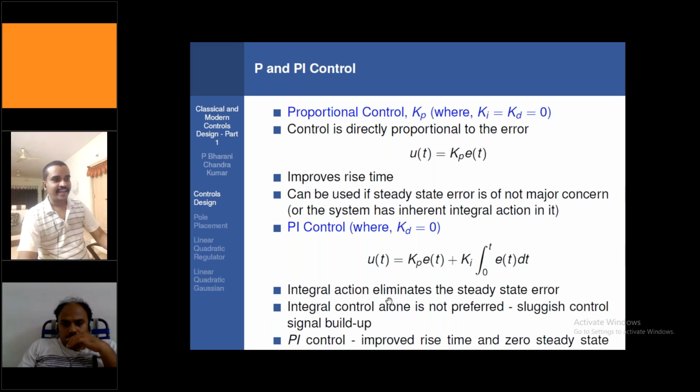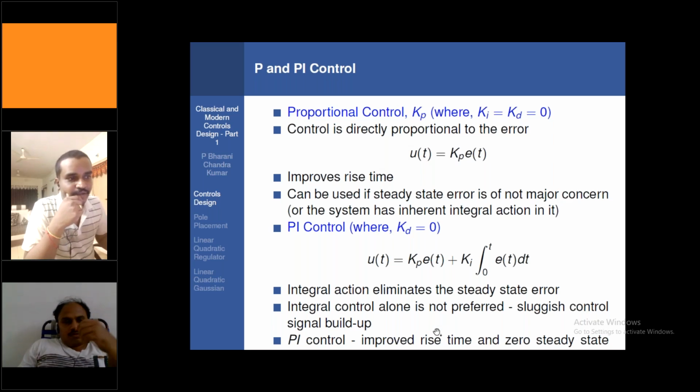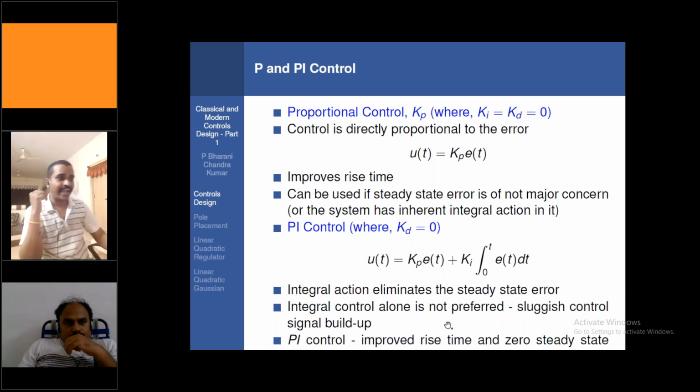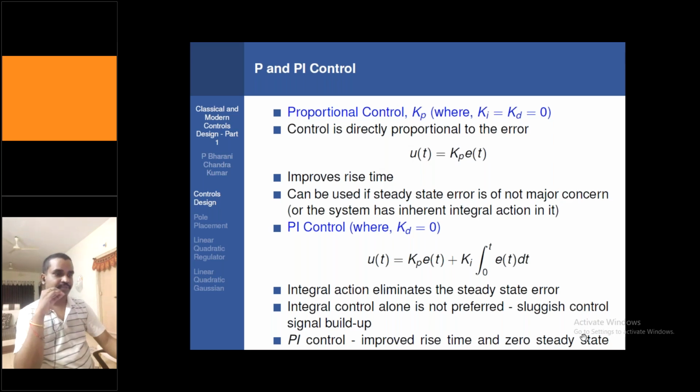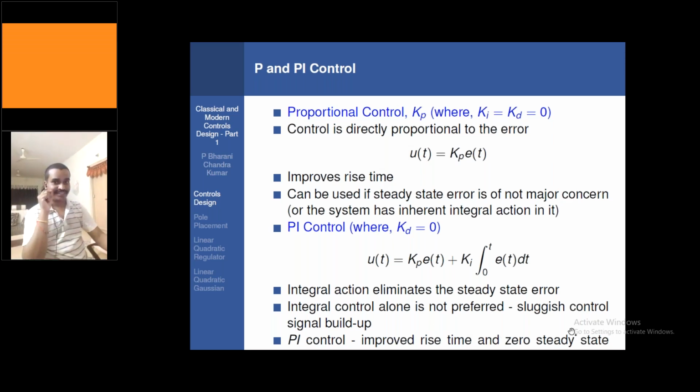So you can see that integral action eliminates the steady state error. If you design a proper PI controller, and you want your system to go to 1500 RPM, then if you choose an appropriate KI value along with the KP value, it will ensure that the steady state error will be zero. However, you could use the integral action alone, only the KI and not the KP, with the aim that the steady state error should go to zero. But that is not preferred, because the integral gain gives a sluggish control buildup. That means it will make your system a little bit slow. So the idea here is, the PI controller will improve the rise time and give zero steady state error. You don't need the derivative action if your purpose is only these two things.